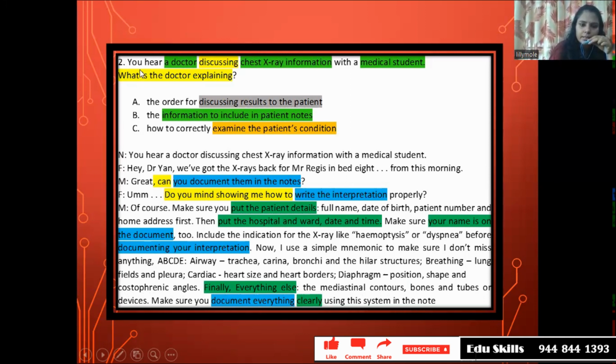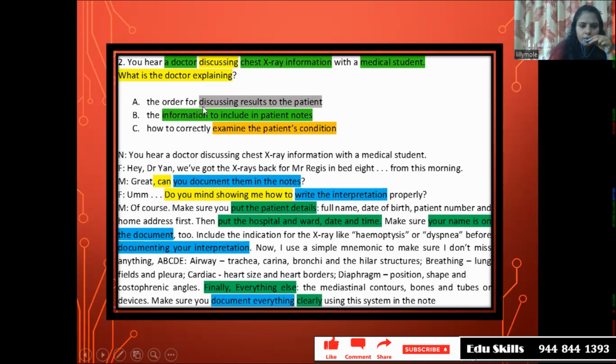So that student is asking about what? How to document the interpretation, how to write. Write means document the interpretation properly. So he is explaining the information to include in the patient note.